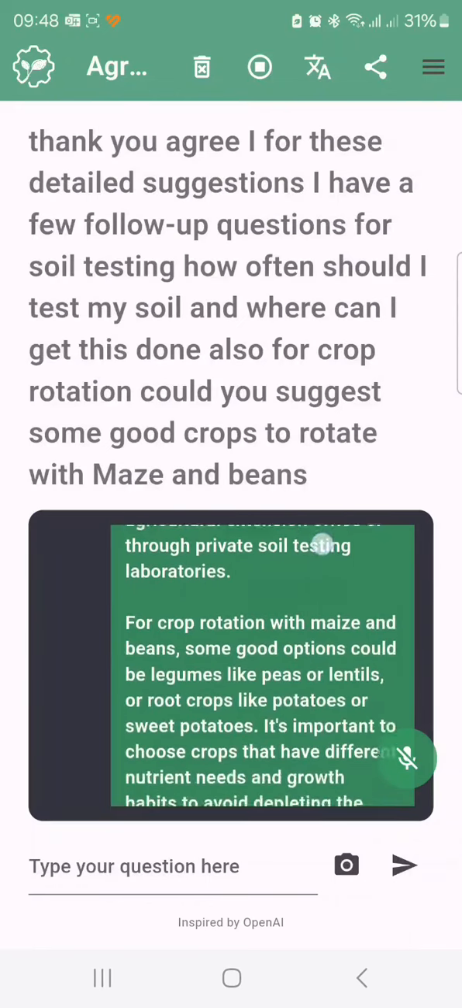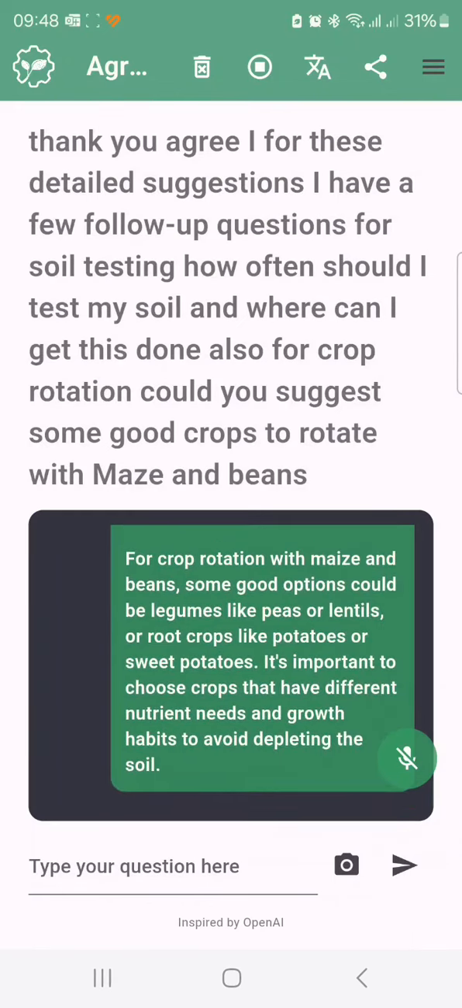For crop rotation with maize and beans, some good options could be legumes like peas or lentils, or root crops like potatoes or sweet potatoes. It's important to choose crops that have different nutrient needs and growth habits to avoid depleting the soil.